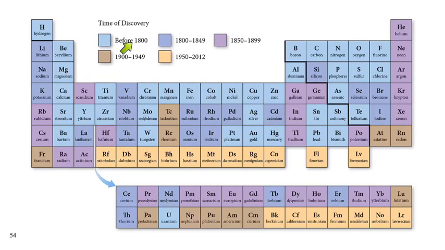So before 1800 to 1849. So all the more blue ones were discovered earlier. So silicon was known before germanium. Mendeleev predicted there would be an element found below silicon. He called it eka-silicon. Eka is a prefix that means below. And he predicted the properties, and sure enough, somebody discovered an element there.